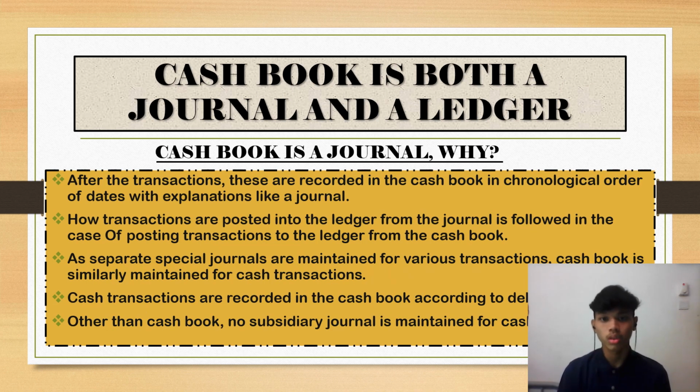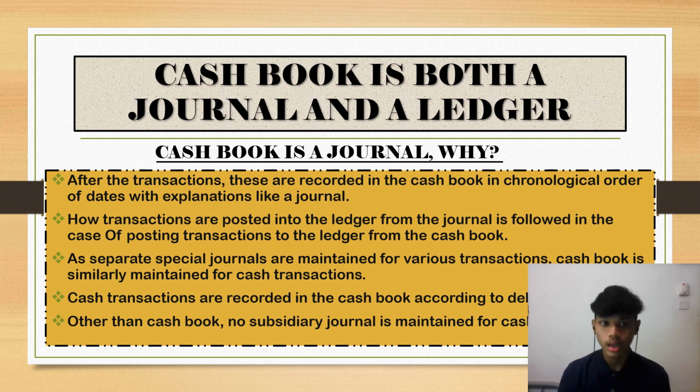The cash book is both a journal and a ledger. This is because after the transactions, they are recorded in the cash book in chronological order of dates with explanations, like a journal. It's also how transactions are posted into the ledger from the journal, which is followed in the case of posting transactions to the ledger from the cash book.